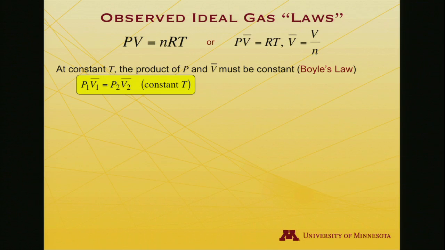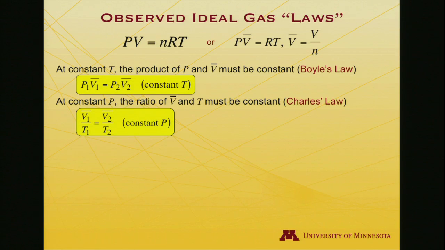And so let's now consider the situation where the temperature is held constant. Well, if the temperature is constant, given that R is a constant, then the product of P and V bar must also be a constant for any 2 allowed values of P and V bar. And that's known as Boyle's Law. So P1 times V bar 1 would be equal to P2 times V bar 2.